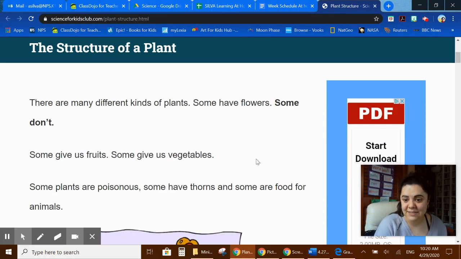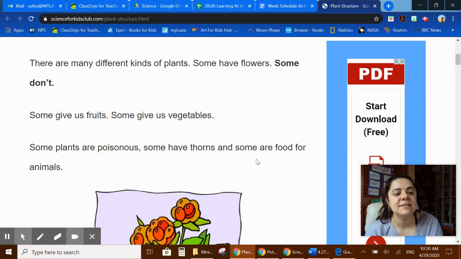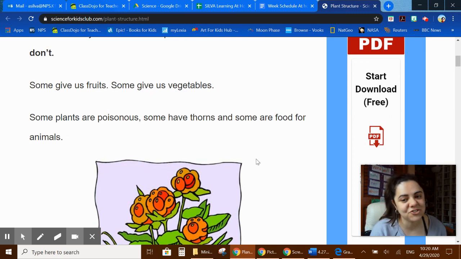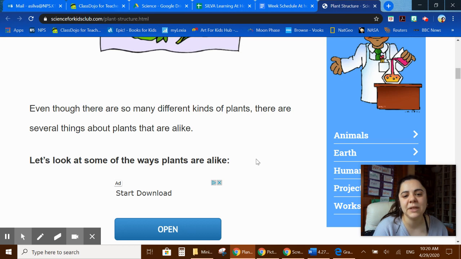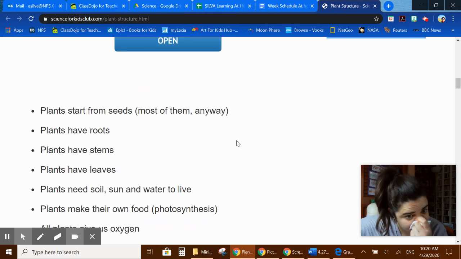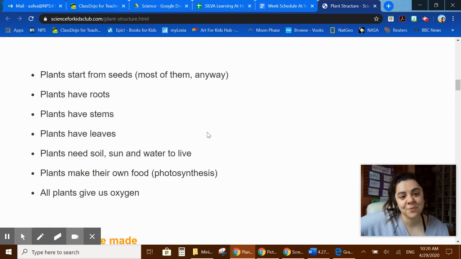There are many different kinds of plants. Some have flowers and some don't, as we already know, right? Some give us fruits, some give us vegetables. Some plants are poisonous. Some have thorns and some are food for animals. Even though there are so many different types of plants, there are several things about plants that are alike. Plants start from a seed, most of them anyway.